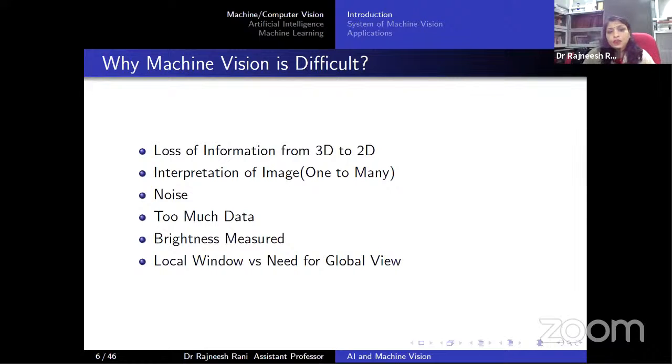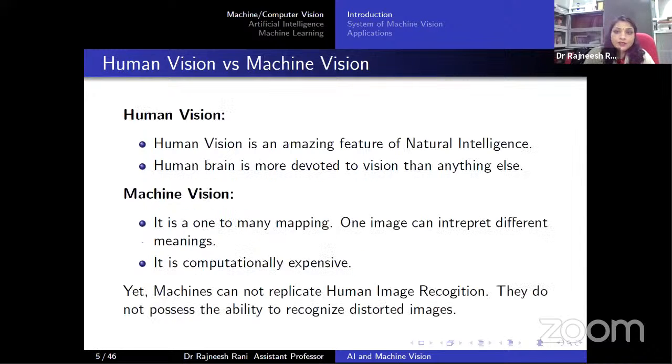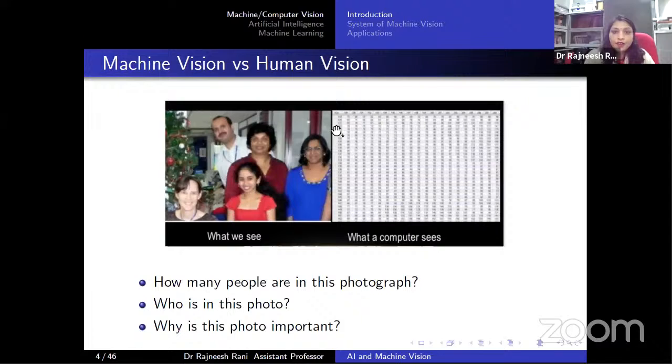Now next is local window versus need for global view. As we have seen in this picture, whenever a computer processes this particular image, the computer or machine will process each pixel individually.